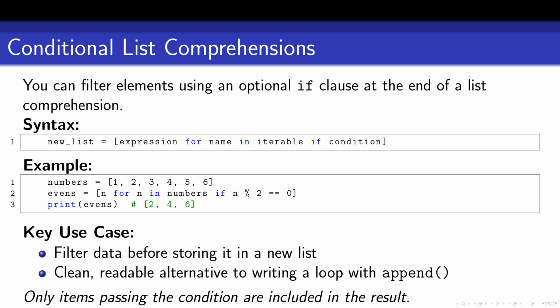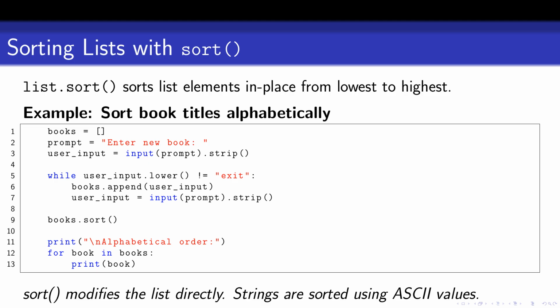It's especially helpful in data processing or real-time filtering scenarios, where clarity and speed are important. Conditional comprehensions not only improve readability, but also ensure you don't accidentally carry over unwanted elements into your results. To sort the elements of a list in place, Python provides the sort method.